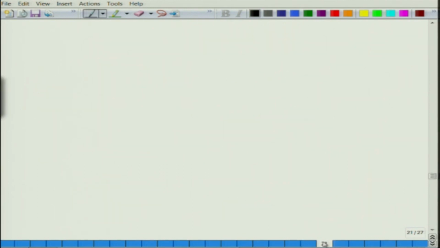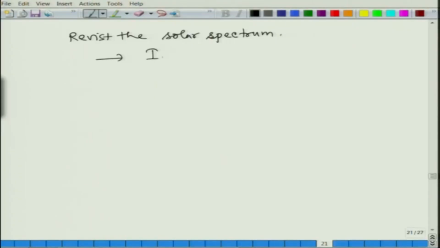Now, we promised that we will revisit the solar spectrum. Because we want to emphasize that whatever solar spectrum we talked about in the last class is only for this ION or ISC, all these extraterrestrial values.